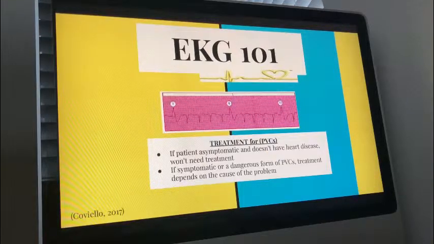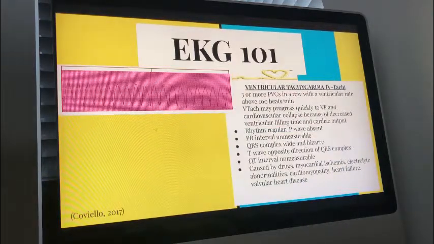If the patient is asymptomatic and doesn't have heart disease, it won't need treatment. If the patient is symptomatic or a dangerous form of PVC is present, then the treatment depends on the cause of the problem. This is VTAC, or ventricular tachycardia, when 3 or more PVCs in a row with a ventricular rate above 100 beats per minute.